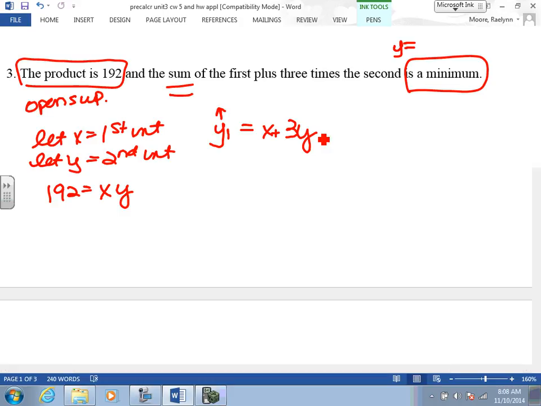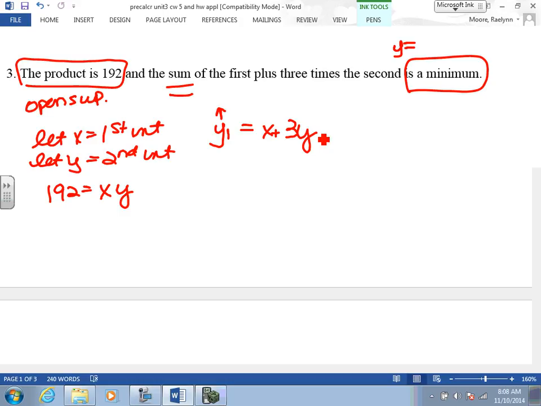We could change it the other way if you prefer, make y the first variable, x the second variable, but since we set it up this way, I said x was the first, y was the second. So the sum of the first, x, plus 3 times the second, 3 times y, gives us our sum. And we want the sum to be at a minimum. We want their product to become 192, but their sum to be at a minimum.